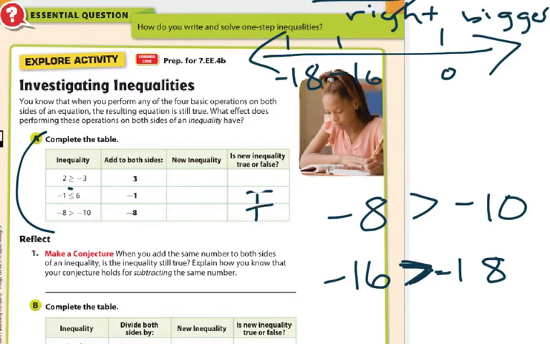So we can make a conjecture. A conjecture is just kind of a rule. What rule can we make? When you add the same number to both sides of an inequality, is the inequality still true? Yeah, we know that because everything we just did, no matter whether one was positive, one was negative, or one was negative and the other was positive, or both of them were negative, they still remained true.